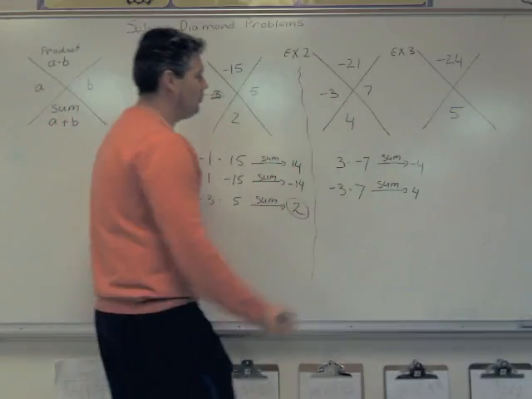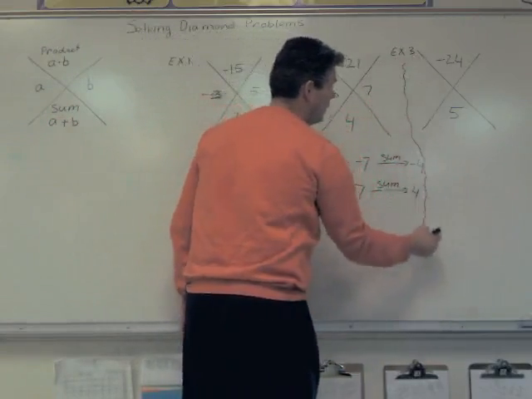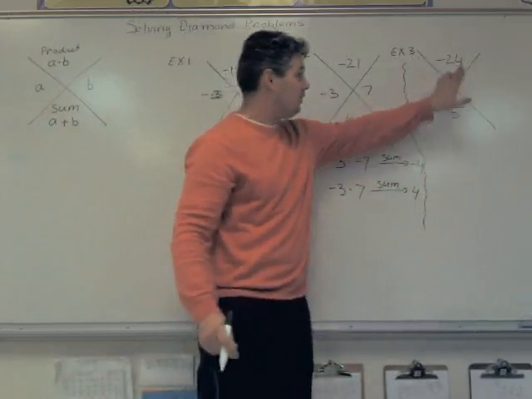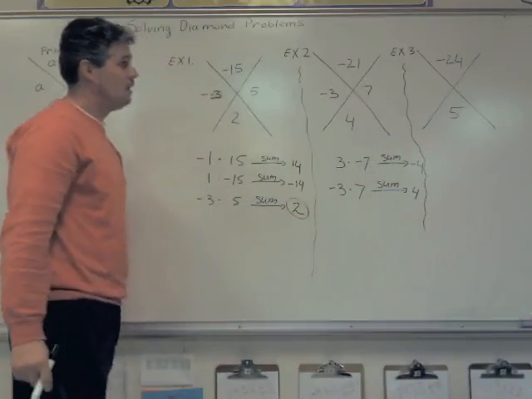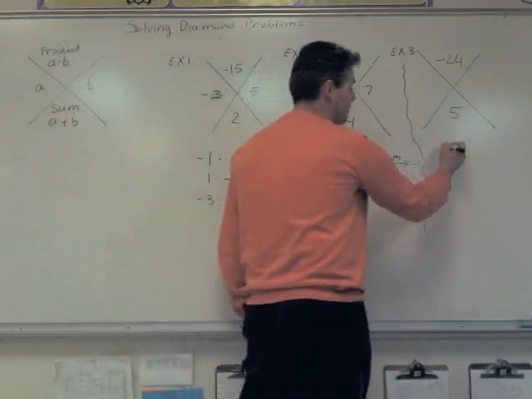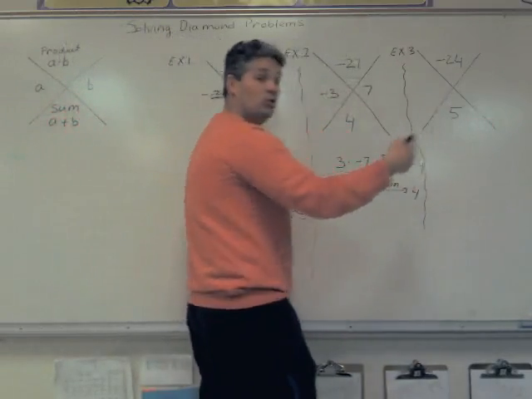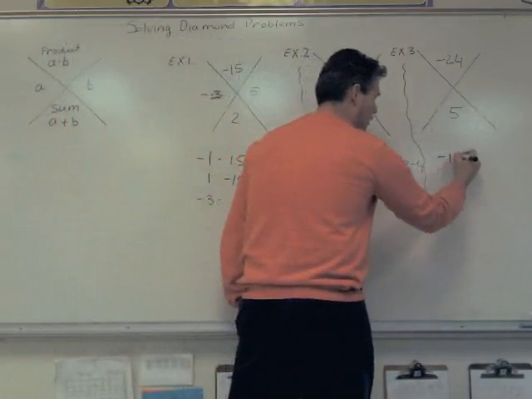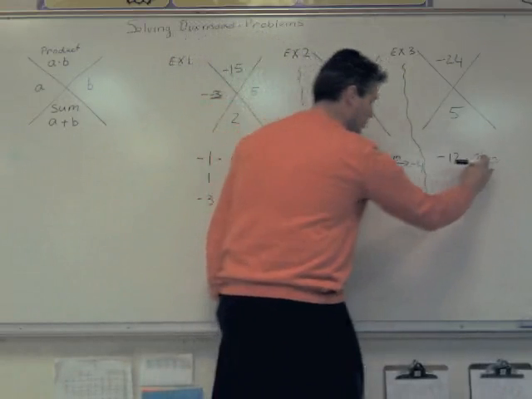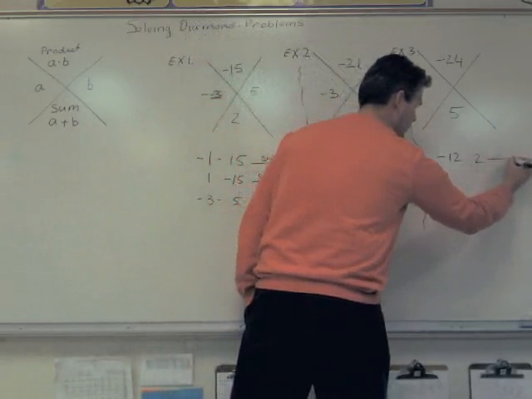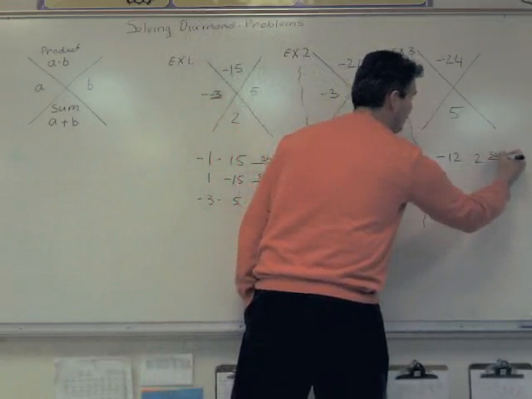Now the last example here, the product has to be negative 24. The sum has to be 5. If I multiply, let's do 12 and 2. Negative 12 times a positive 2. That gives me a sum. Sorry, it's not equal to. Gives me a sum.